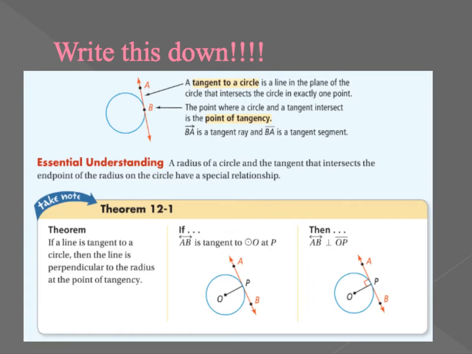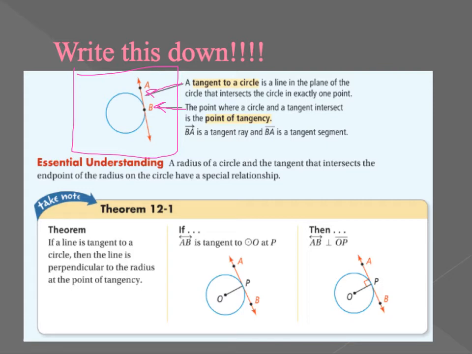First, you have to write this down. You have to know what a tangent line is. So make sure you write down this picture and label these two things. A tangent line is a line that only touches a circle at one point. And that point is called the point of tangency. So when there's a circle, the line just touches at one point, that's the point of tangency.